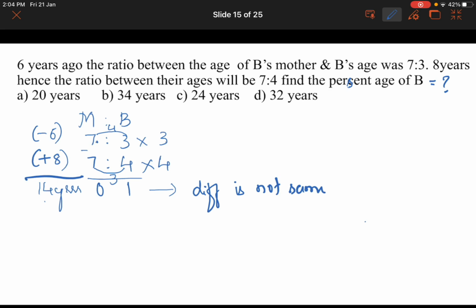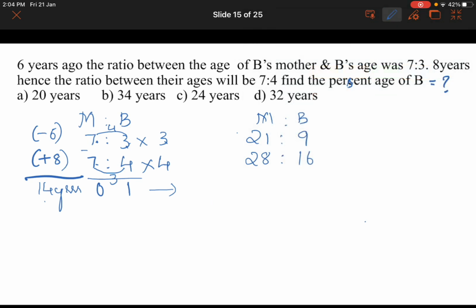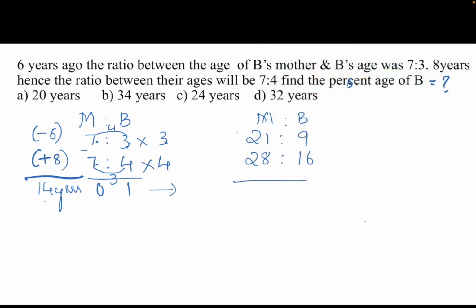Now 3 sevens is 21, 3 threes is 9. So mother is to B. Now 4 sevens is 28 is to 4 fours are 16. Okay, now see whether the difference will be same. 21 and 28 difference is 7 parts. Then 9 and 16 difference is 7 parts. Yes, now the difference is same in the ratios also.